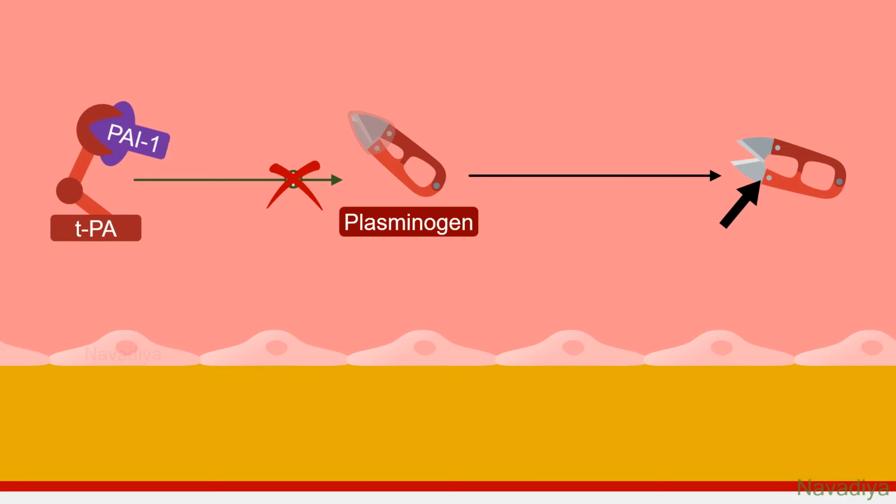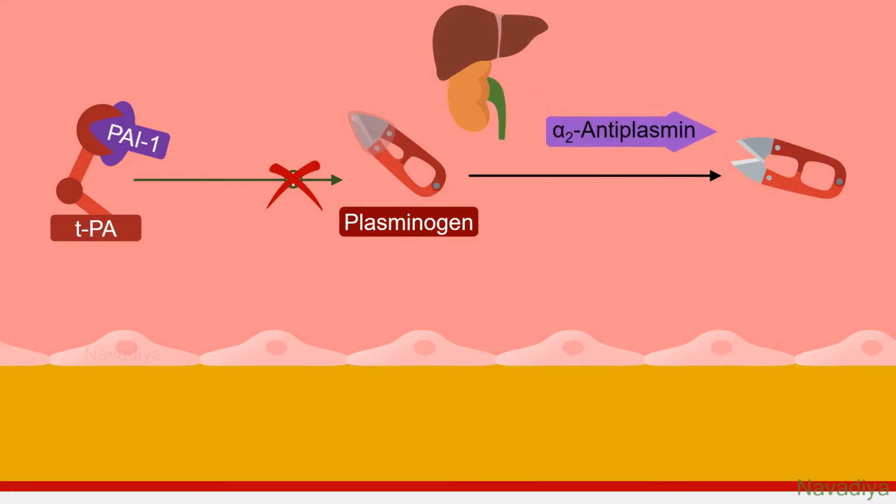Now, if excessive plasmin still gets activated, alpha-2 antiplasmin takes care of it. It is a protease inhibitor released from liver, kidney and some other tissues. It inhibits plasmin. Thus, plasmin activity is kept under control by plasminogen activator inhibitor and alpha-2 antiplasmin at healthy vessels.